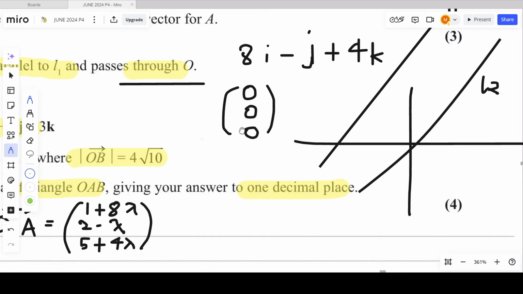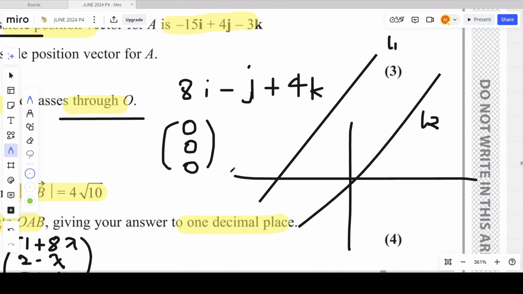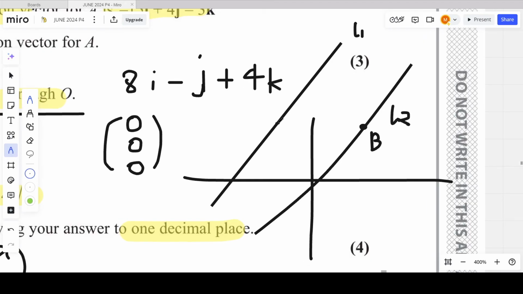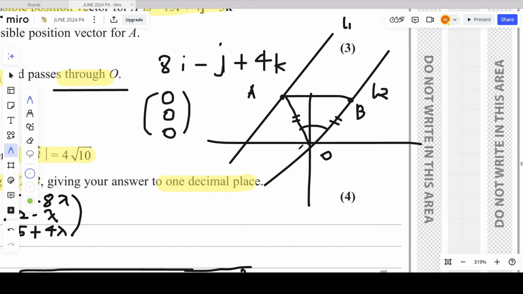So point B lies on L2, and point A lies on L1, just as a sketch I'm showing. We need to find the area of this triangle OAB. The lengths OA and OB are both known, so we will find this angle theta and use the formula half of AB sine theta.